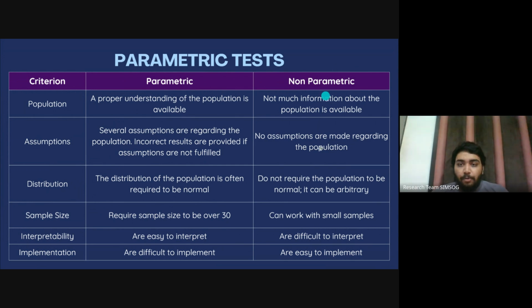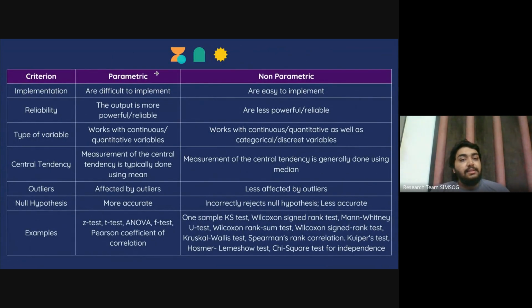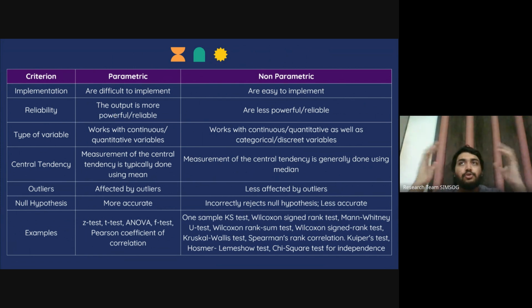Just the point here is, in non-parametric tests, the distribution can be anything. It can be non-normal, so that's fine, and it can work with small sample sizes as well. Parametric tests are more powerful and reliable because it's like doing lab testing in a very strictly controlled fashion, right? You have control over a lot of things because assumptions are met. That's why it is of course stronger. But non-parametric is less powerful in terms of the results or reliability.